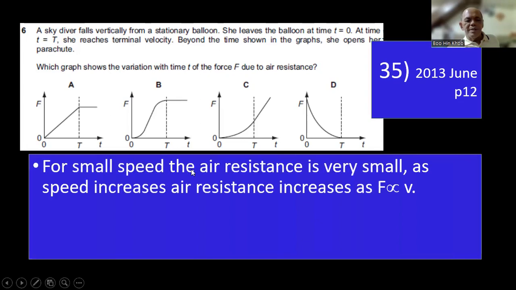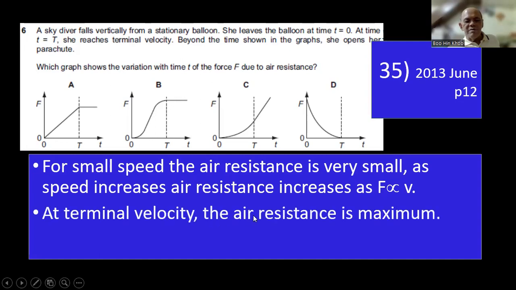For small speed, the air resistance is very small. As the speed increases, the air resistance increases, as your F is proportional to v. At terminal velocity, the air resistance is maximum. So the answer is B.